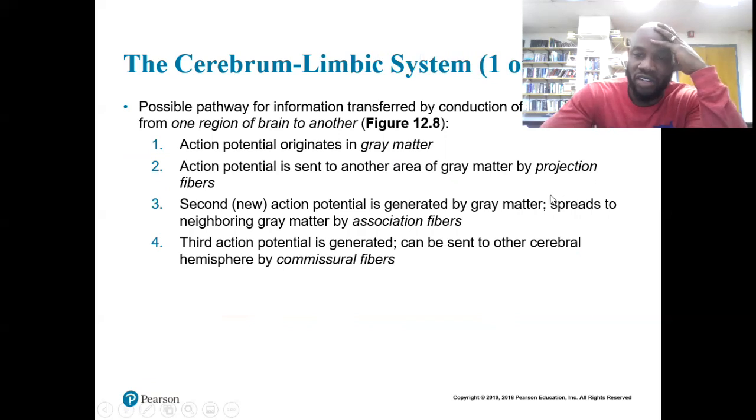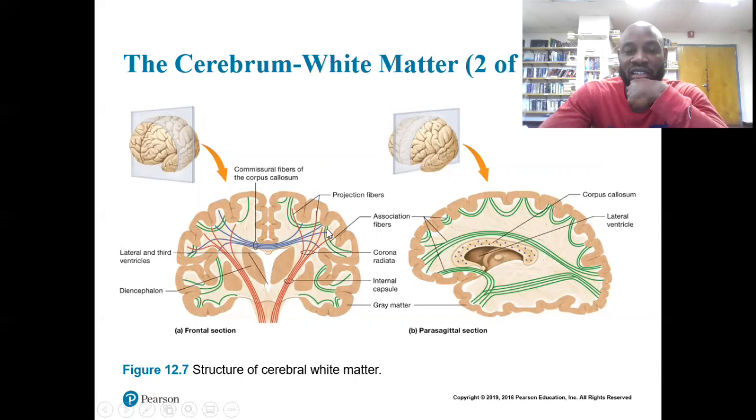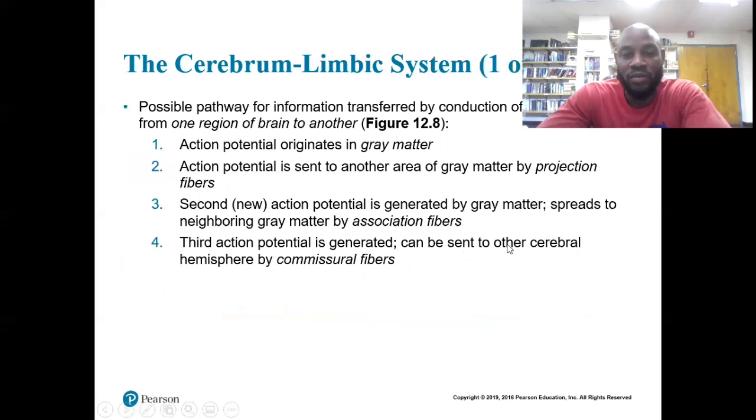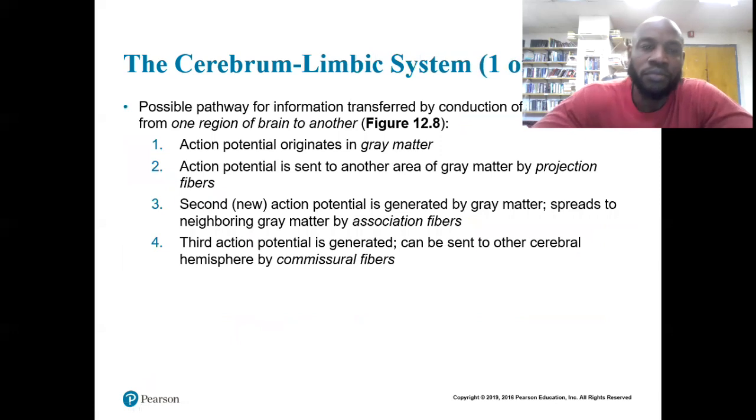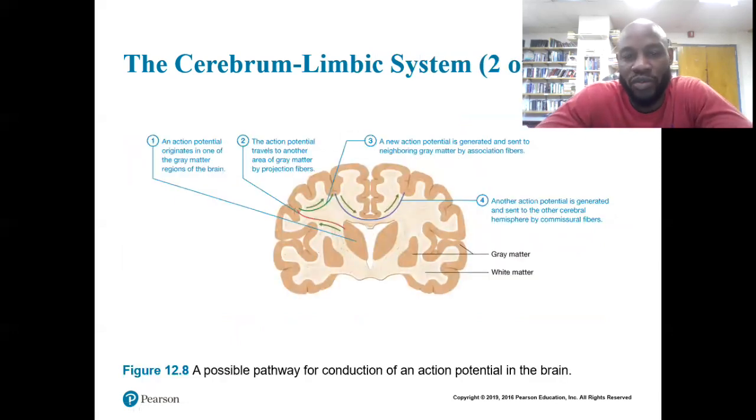A new action potential generated by gray matter spreads to neighboring gray matter by association fibers. Association fibers connect from one part to a different part of the brain on the same hemisphere. A third action potential generated can be sent to the other cerebral hemisphere by commissural fibers. So these fibers, the blue ones, could send that same action potential all the way across. So you can have an action potential start here, come down, come back up here, then be sent over here, then be sent over here. So a lot of parts of your brain can connect. And that's just showing you the diagram of what we just talked about.